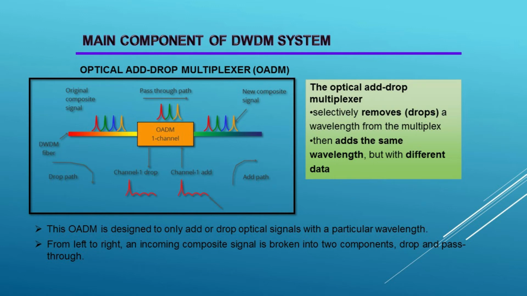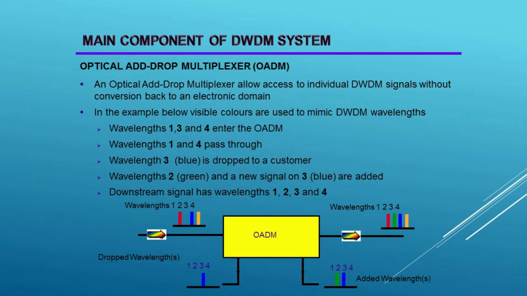Optical add-drop multiplexer (OADM). The optical add-drop multiplexer selectively removes, or drops, a wavelength from the multiplex, then adds the same wavelength but with different data. This OADM is designed to only add or drop optical signals with a particular wavelength. From left to right, an incoming composite signal is broken into 2 components, drop and pass-through. An optical add-drop multiplexer allows access to individual DWDM signals without conversion back to the electronic domain.